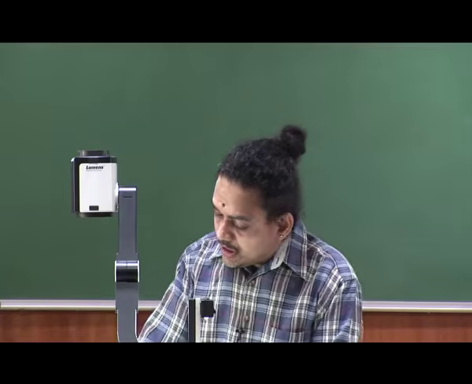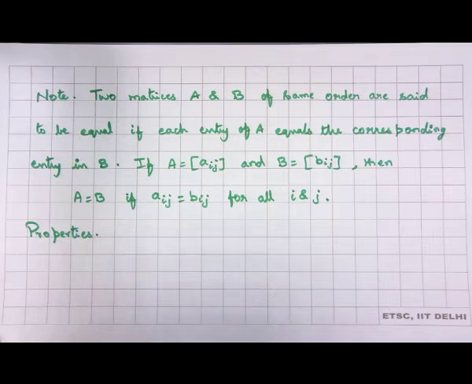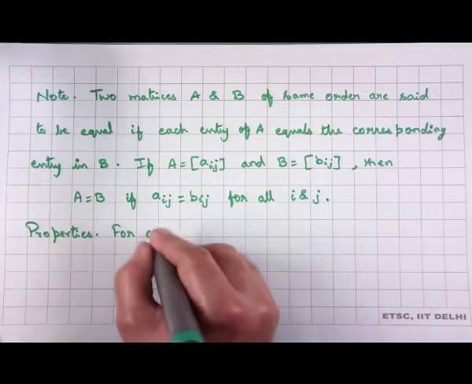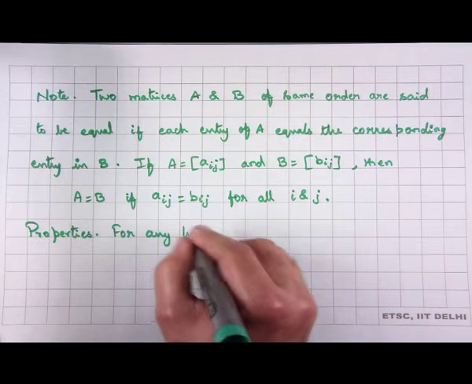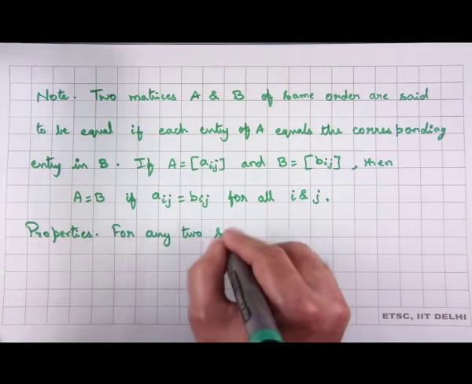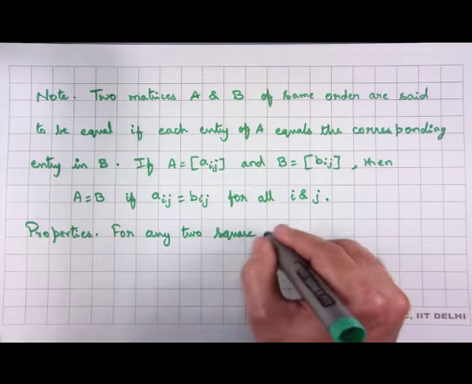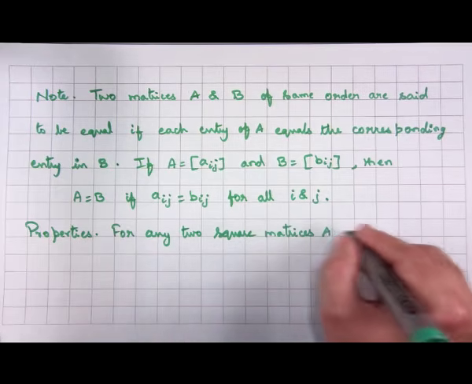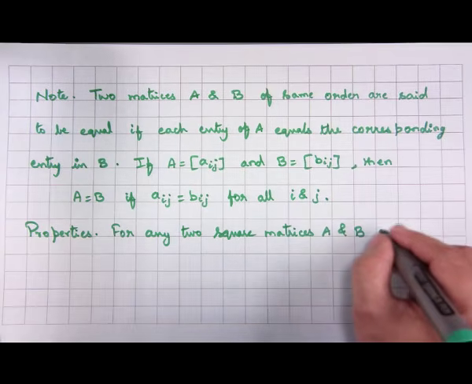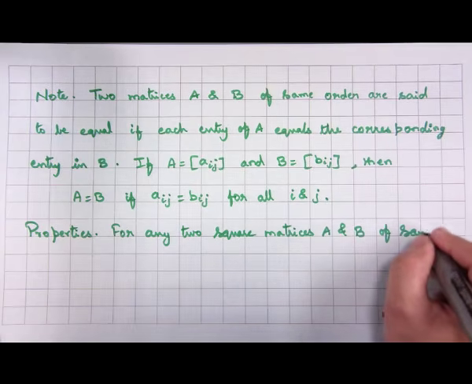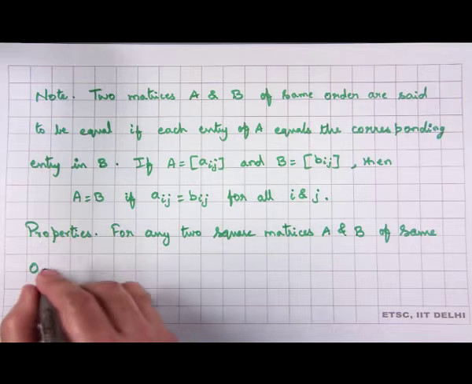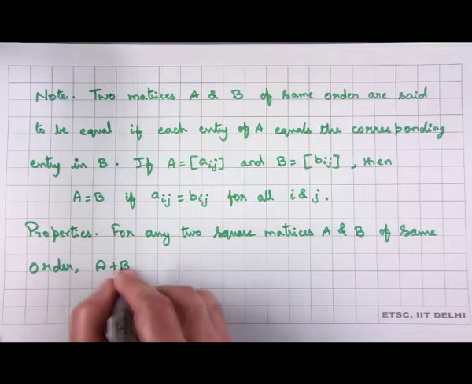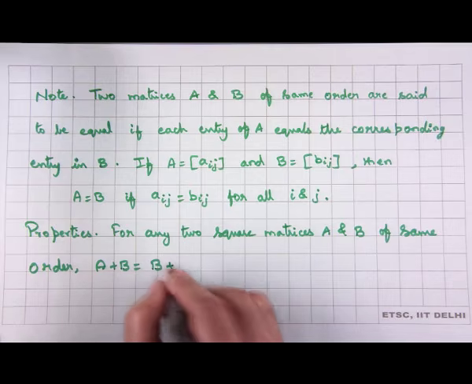With this note, let us proceed to prove some properties of matrices. For any two matrices, in fact square matrices, A and B of the same order, A plus B equals B plus A.